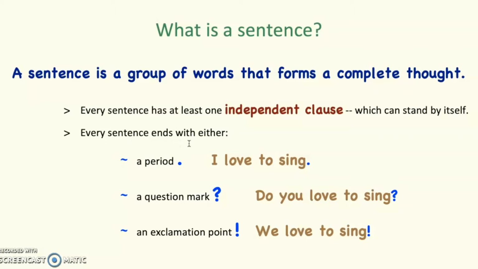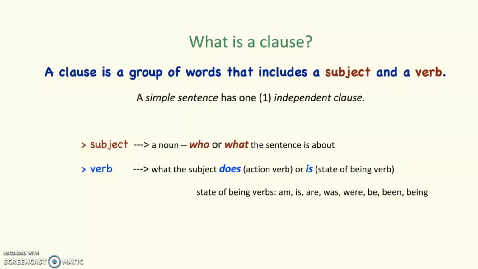Every sentence ends with either a period, that would be for statements, a question mark, that would be for questions, or an exclamation point, which is for statements that you want to make with lots of expression and feeling. What is a clause? A clause is a group of words that includes a subject and a verb.